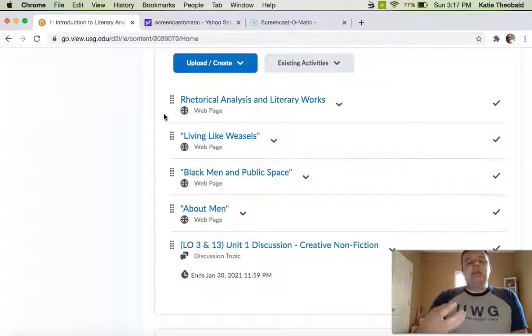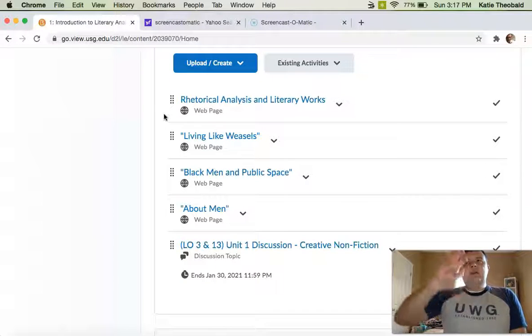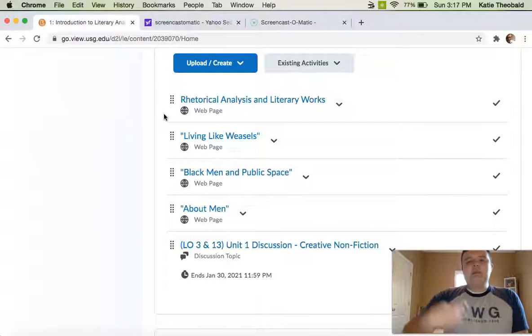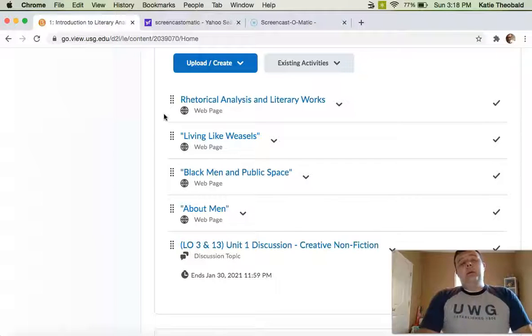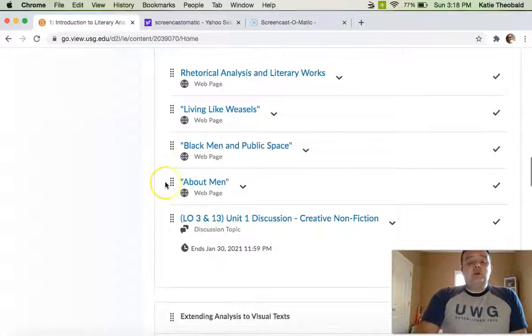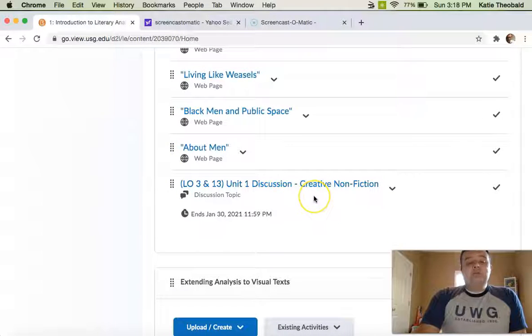I particularly like these pieces because various parts of them speak to things that are currently happening in our culture and our world that are really important. I think it's really good to be able to read about them in this course, and then to talk about them through your discussion posts, engaging with one another, and engaging with me through the feedback that I'll be giving you. So you'll see that you do have a discussion board for the creative nonfiction.